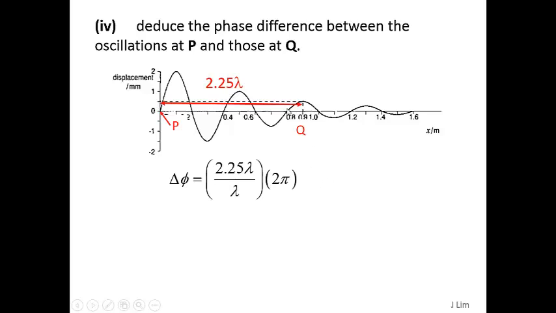Now the distance between P and Q is 2¼ wavelengths, so the phase difference will be 2¼ wavelengths divided by lambda times 2 pi. So a distance of 1 wavelength corresponds to 2 pi radians in phase angle. So now we have 2¼ cycles, and we usually quote the phase difference between 0 and 360 degrees. So the answer will be 0.5 pi radians.